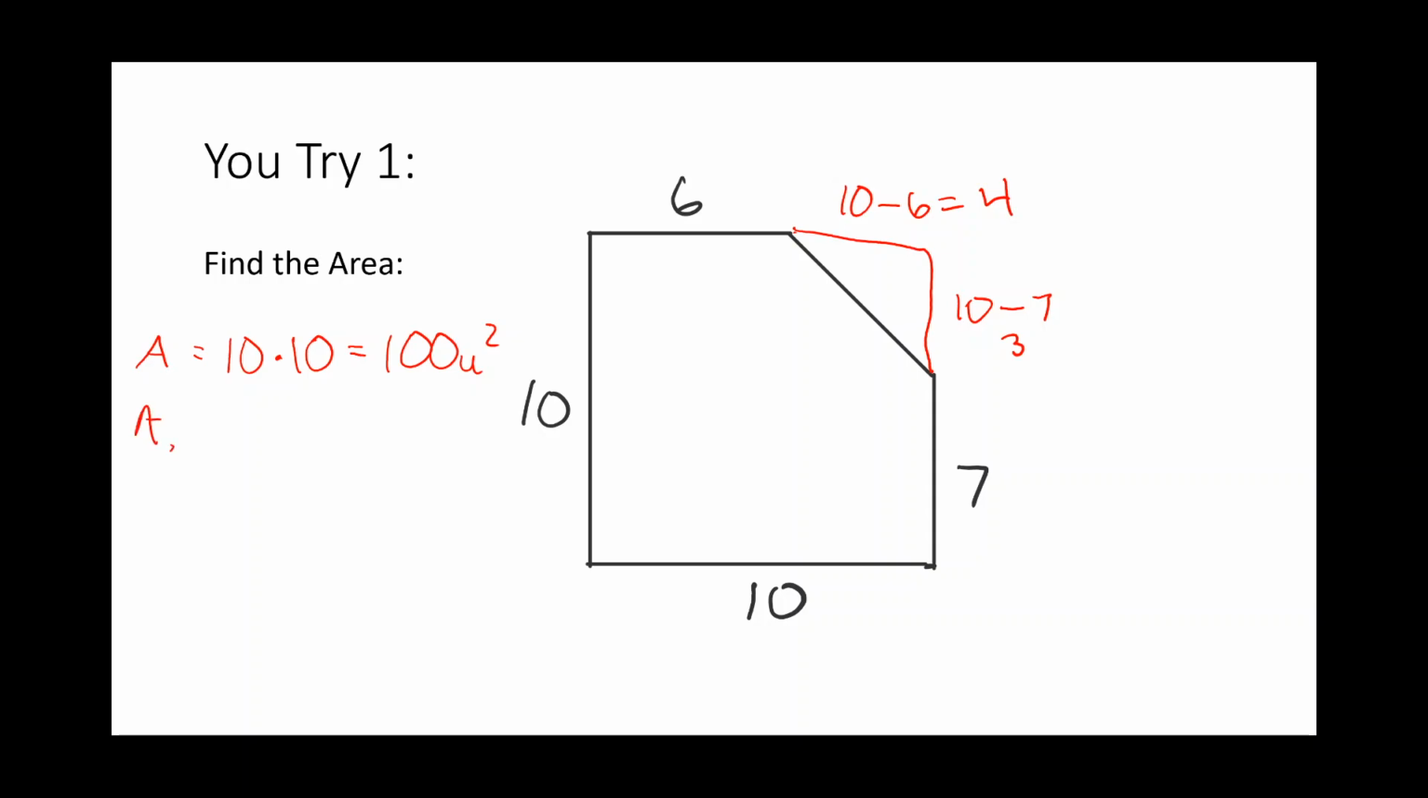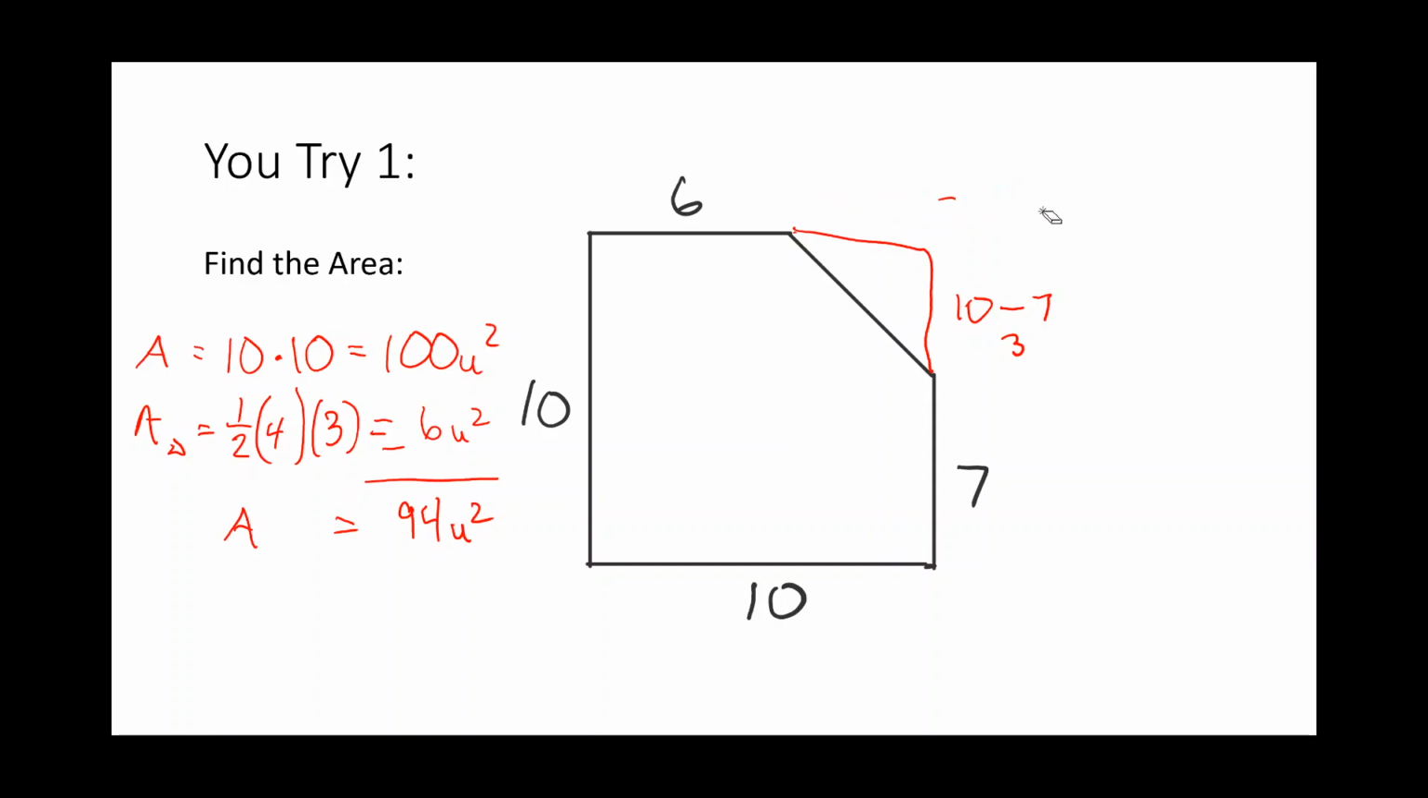So the area of the little triangle is 1/2 times the base, which is 4, times the height, which is 3. 1/2 times 4 is 2. 2 times 3 is 6. 100 minus 6 is 94 units squared. So that's going to be the area of the shape.